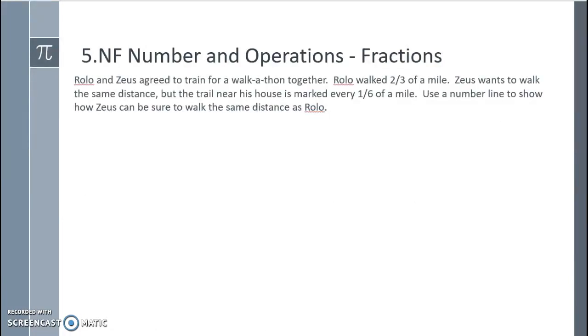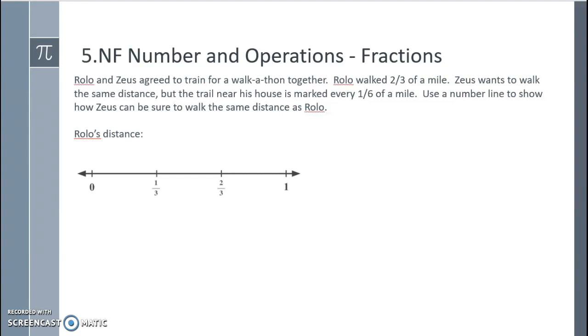All right, Rollo and Zeus agreed to train for a walkathon together. Rollo walked 2/3 of a mile. Zeus wants to walk the same distance, but the trail near his house is marked every 1/6 of a mile. Use a number line to show how Zeus can be sure to walk the same distance as Rollo.